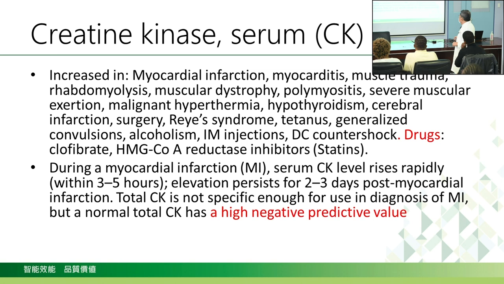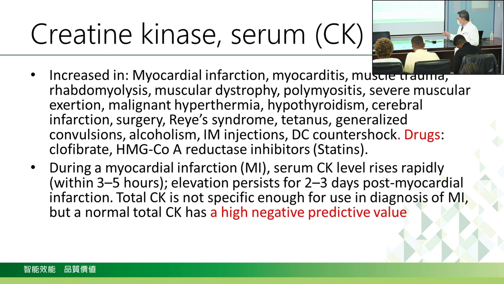If we can get CK, no problem. If the case is suspected of acute coronary syndrome symptoms and CK is high, then on ECG we can find some evidence, so you can make the diagnosis. But a normal total CK has a high negative predictive value. If CK is normal, it means this case has no AMI. So we are happy. Yesterday, I checked, CK normal.